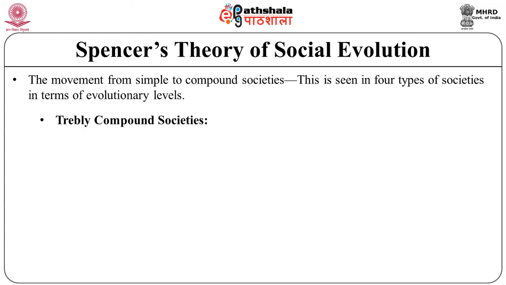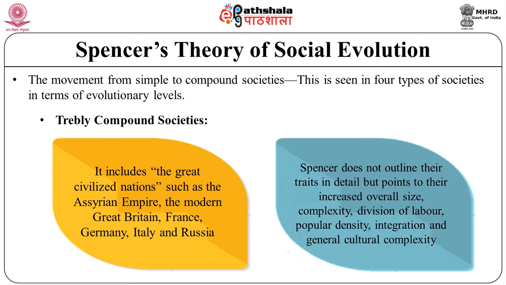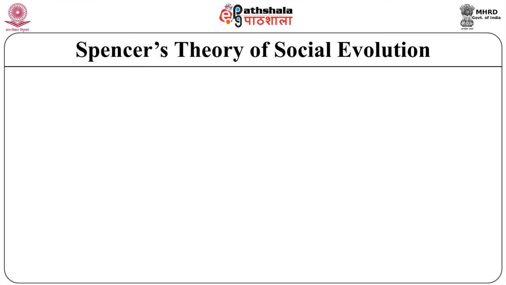Now let's come to the fourth category, that is trebly compound society. It includes the great civilized nations such as the Assyrian Empire, modern Great Britain, France, Germany, Italy and Russia. Spencer does not outline their traits in detail but points to their increased overall size, complexity, division of labor, population density, integration and general cultural complexity.